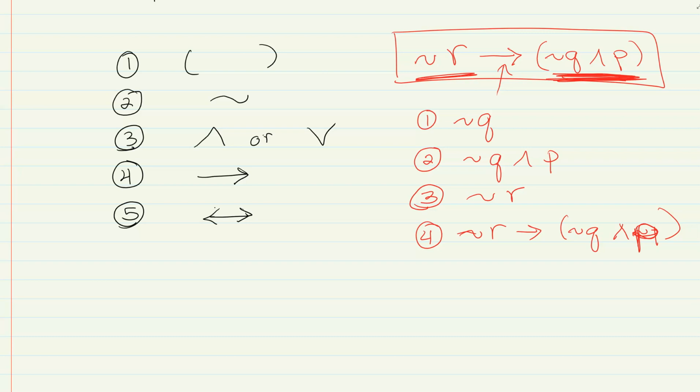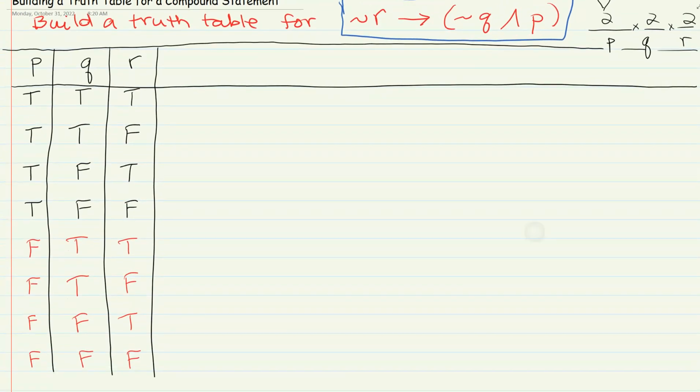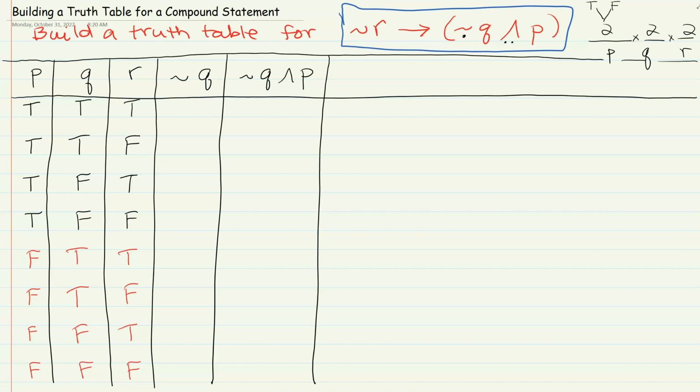So what does that mean here? It dictates what you will list next in your truth table. Here I would list not Q as my next column, because that's the order of connectives. I would go here first, and then second, I would go here, so that would be not Q and P. And then next, I would go here. That would be my third order, not R.